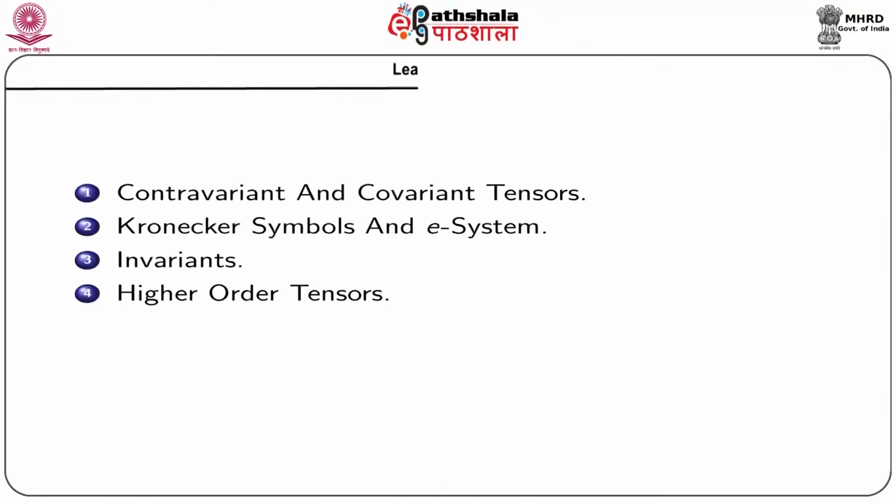In our previous module of chapter 1, we have learned summation convention, contravariant and covariant vectors and the coefficients of the transformations. Now, in chapter 1, module 2, we shall learn the contravariant and covariant tensors, Kronecker symbols and E-system, invariants and the higher order tensors. So, we start with contravariant and covariant tensors.